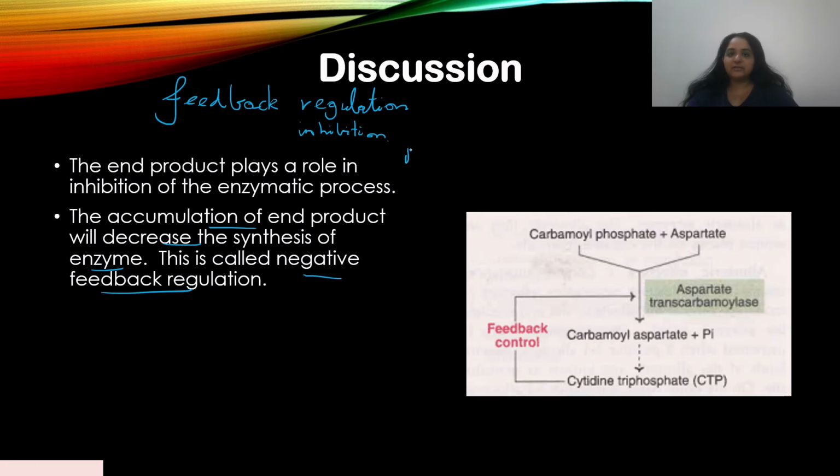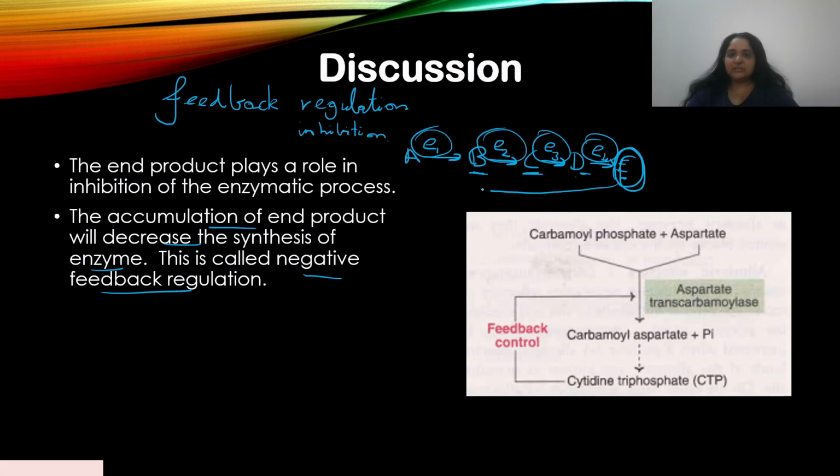So let's say you have a reaction, you have a substrate A which produces a product B, and then C, and then D, and then E. Every reaction has an enzyme which participates in this. So that means substrate A forms product B, then product C, then D, and then E. And in every reaction there is an enzyme involved, right? Now when there is too much accumulation of E, it will immediately go and stop this reaction.